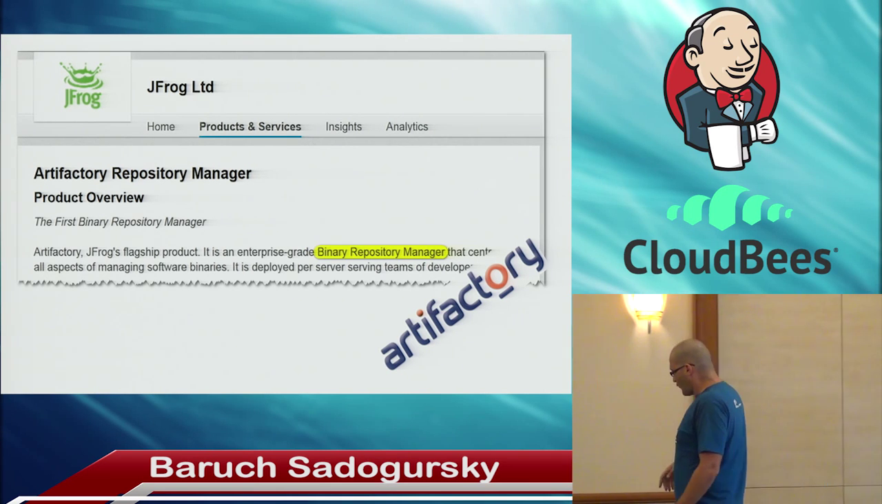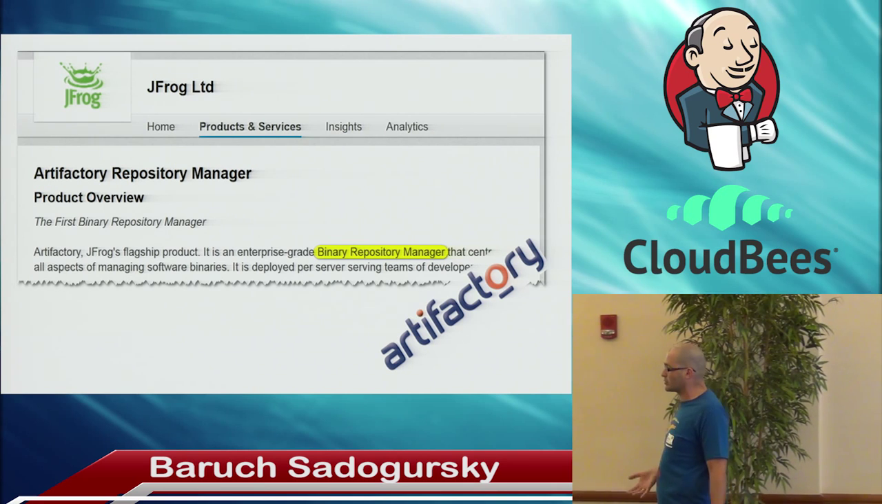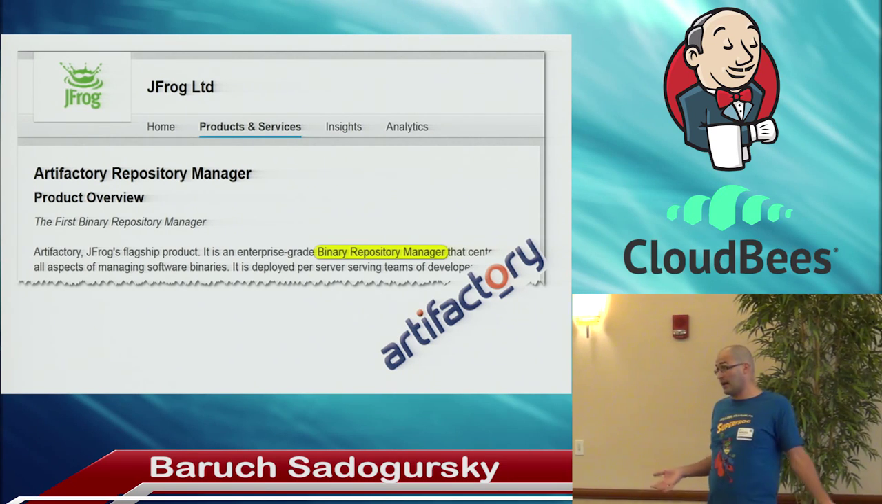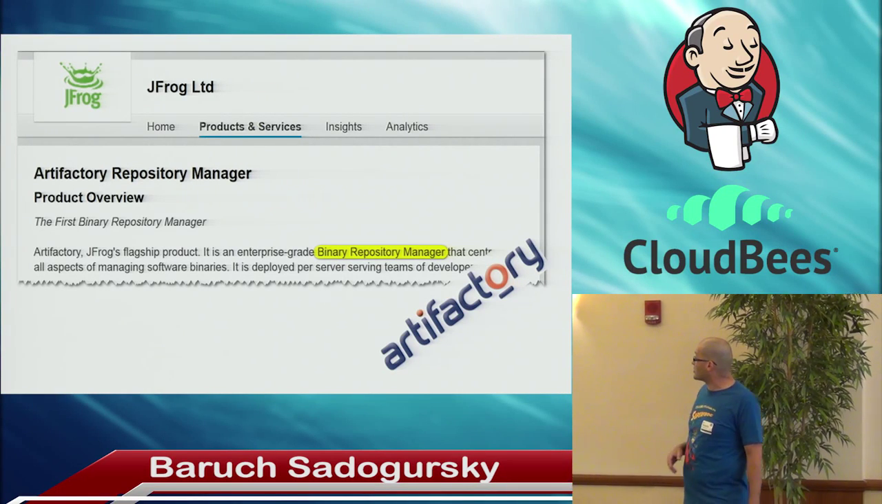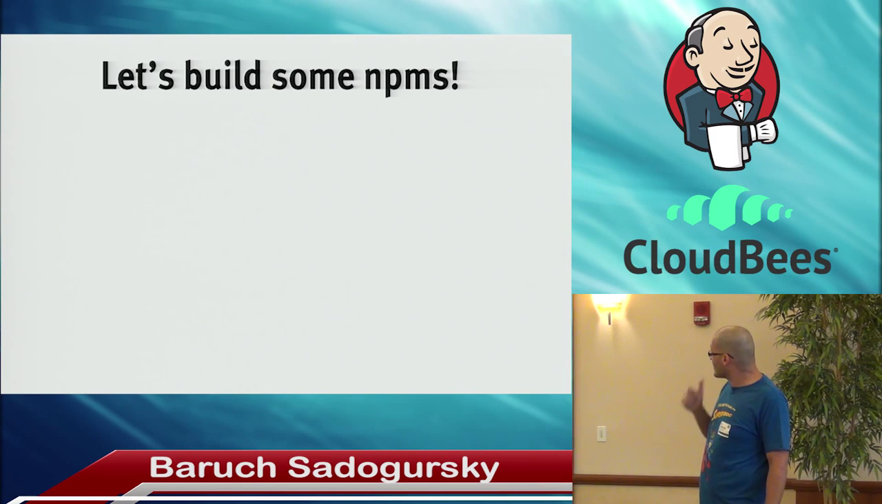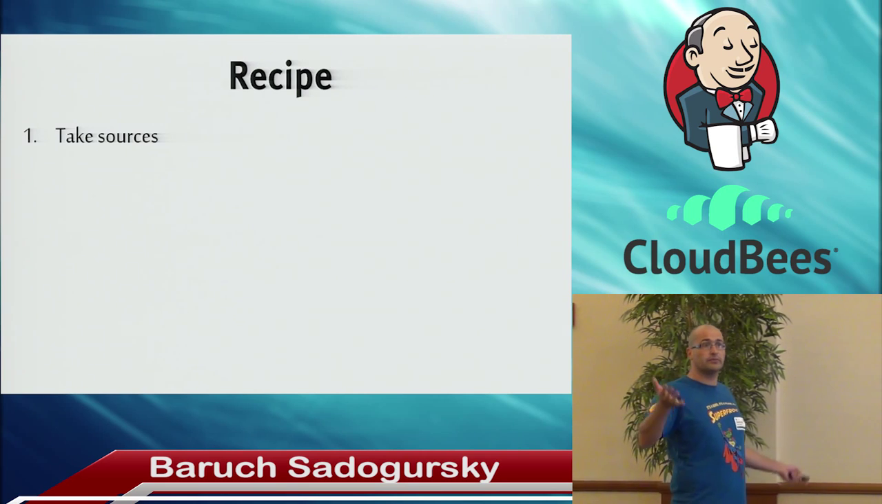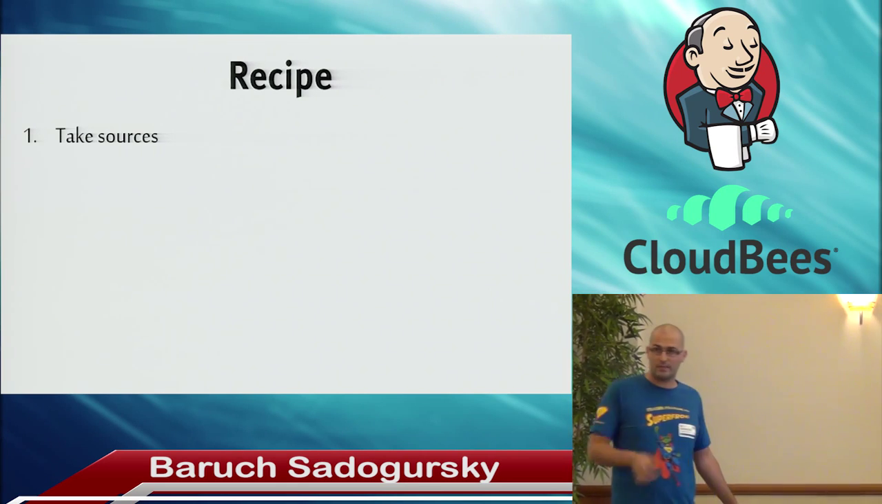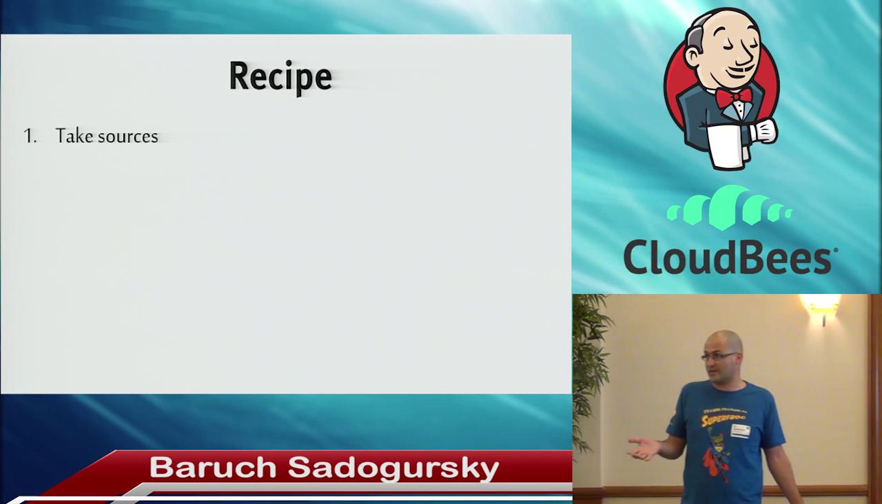So yes, for binaries you need a special treatment. As for sources you have your source control, for binaries you have a binary manager. And JFrog is a repository manager, a binary repository manager, Artifactory, and this is what we're going to talk about in a minute. So let's build packages for Node. Let's build npm packages. It looks like a very simple task.